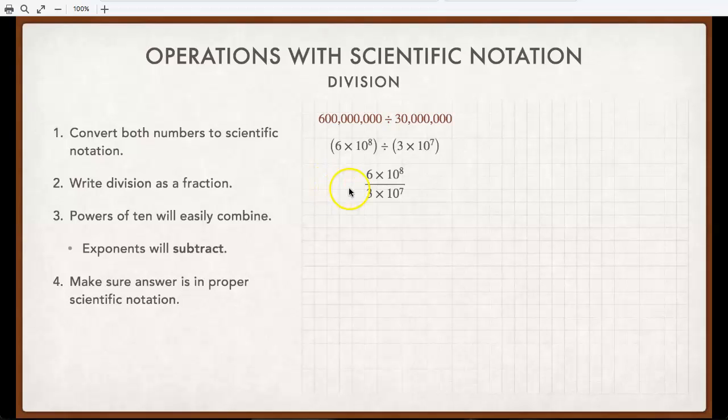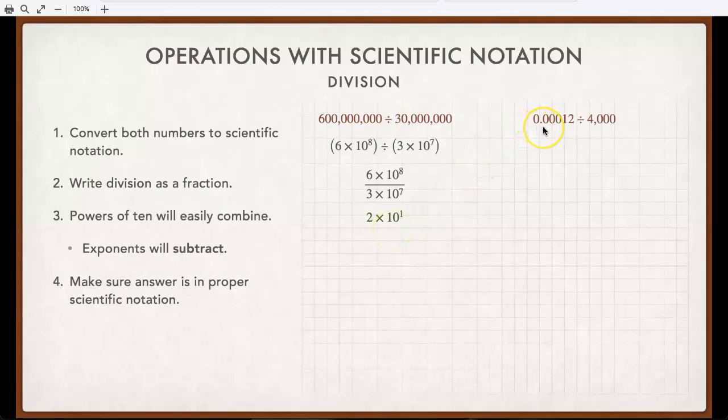I'm going to rewrite that as a fraction, 6 times 10 to the 8th over 3 times 10 to the 7th. It's easy to see here where we can divide. Now remember, we're allowed to divide these out separately because here the 6 and the 10 to the 8th are combined by multiplication. And since this is division, we're allowed to undo multiplication using division. So 6 divided by 3 gives us 2. 10 to the 8th divided by 10 to the 7th gives us 10 to the 1st. And that's good as it is.